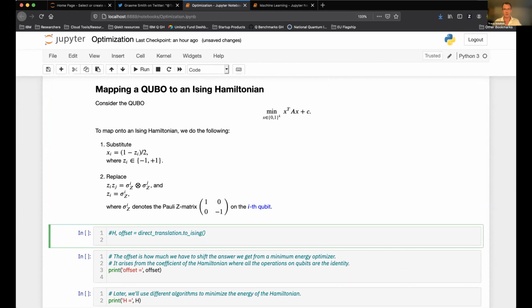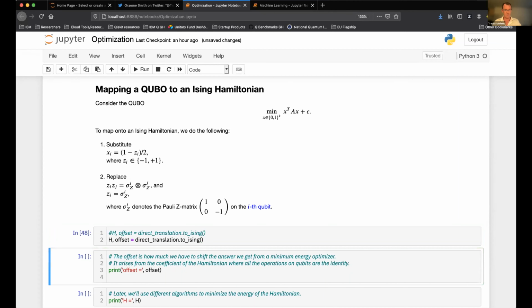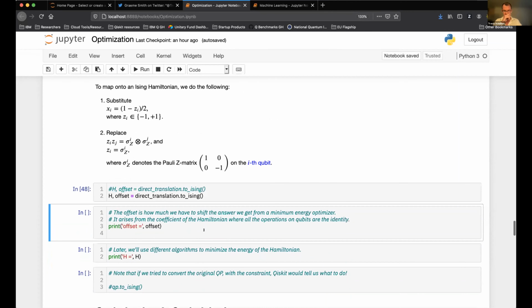And so what this is going to return to us is the Hamiltonian. It's also going to return to us an offset. And the offset would come from, basically, you might end up with a term in the Hamiltonian which is just a product of single qubit identities. And that just generates an offset vis-a-vis the coefficient of that operator. So go ahead and do that, to_ising. Okay, cool. And now we can go ahead. Let's take a look at this offset.